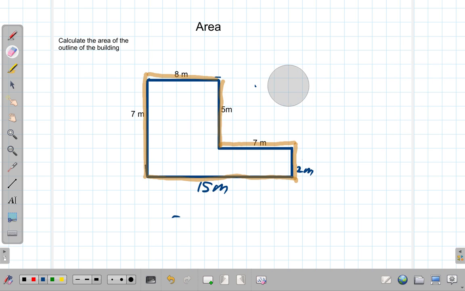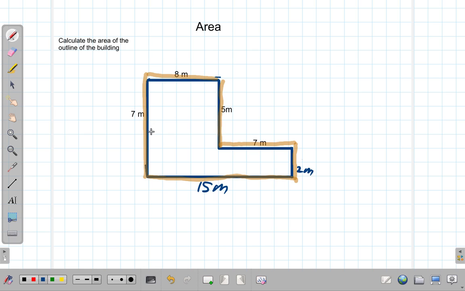Now, what I want you to do is to pause the video and calculate the area of this outline. So go ahead now and pause. Alright, you've paused the video and you calculated the area of this outline of the building. What did you get as your answer? Let us go through it together.